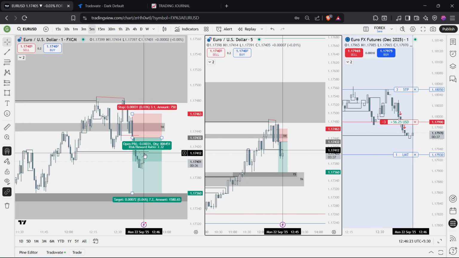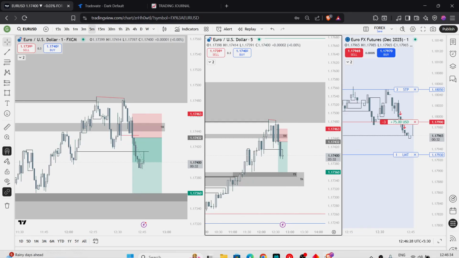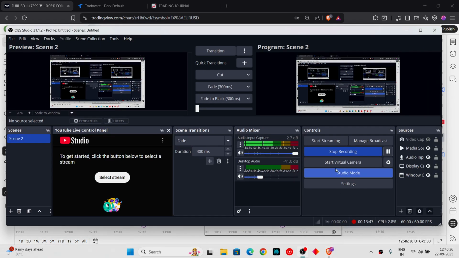This is the pullback to the change in the state of the 5 minute time frame. Pullback to the change in the state. Move lower. It is as simple as that.